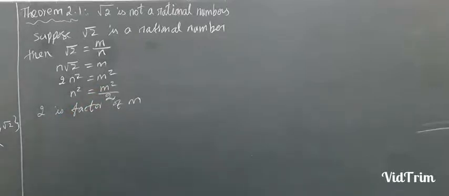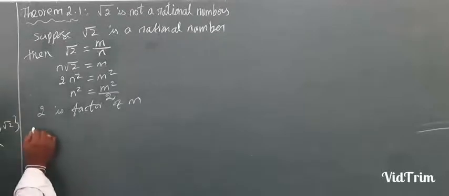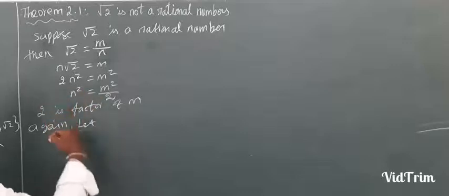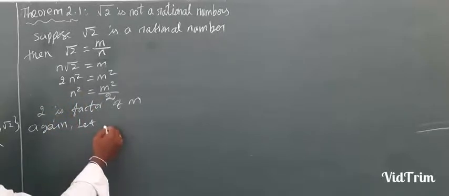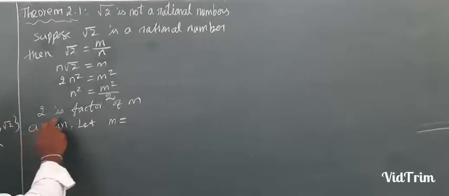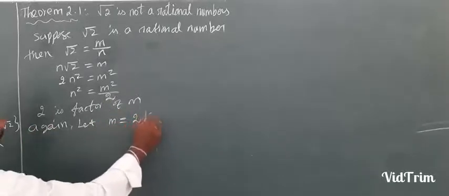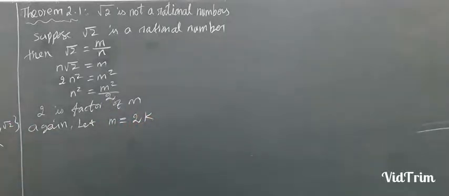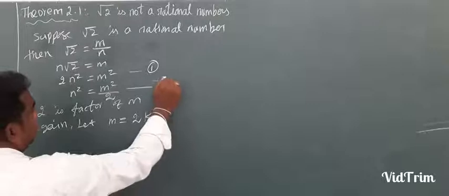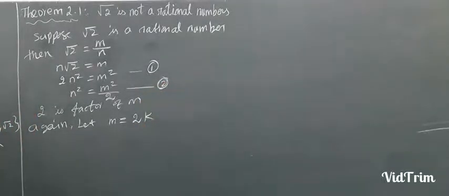Now, we write again substituting. I select M. So, M is equal to, already I told you, 2 is a factor of M. That is 2K. I select M is equal to 2K. That is very important. I denote this is the first equation. This is the second equation, M is equal to 2K.